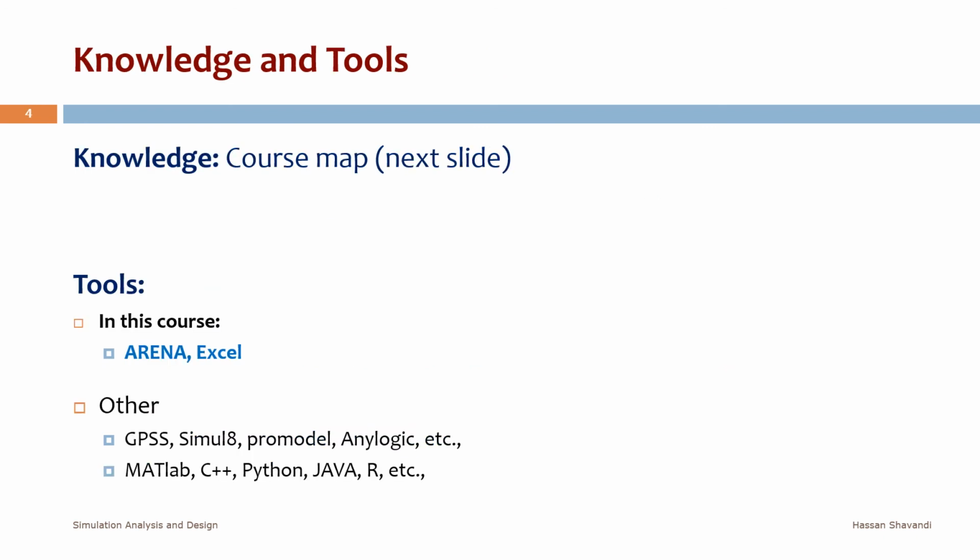The knowledge and tools: for the knowledge, I'll have a course map for the course in the next slide, so we'll see there. For the tools, we're going to learn Excel and Arena in this course. So you know Excel, but in this course, you'll see how we can implement a simulation model in Excel. And Arena is a special software for simulation, and you will learn this in the lab sessions. There are other software tools for simulation, but we are going to just learn Excel and Arena in this course. So let's go for the knowledge.